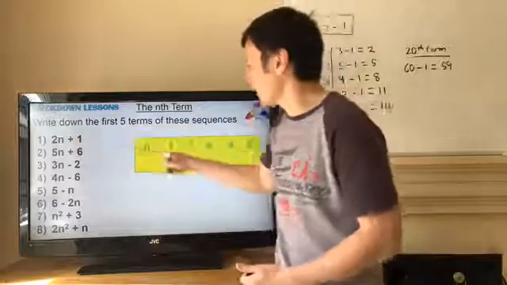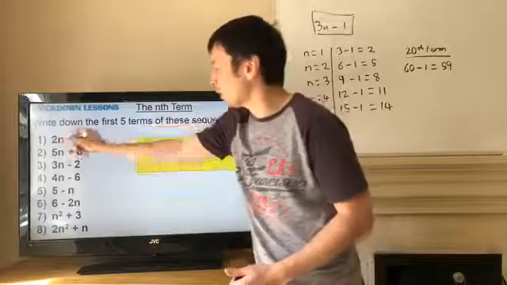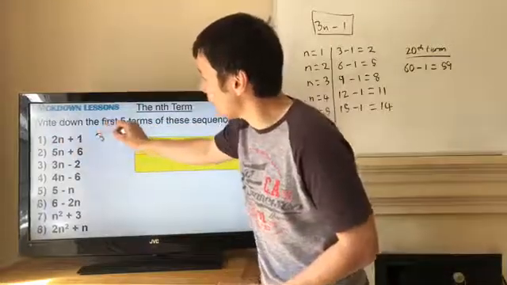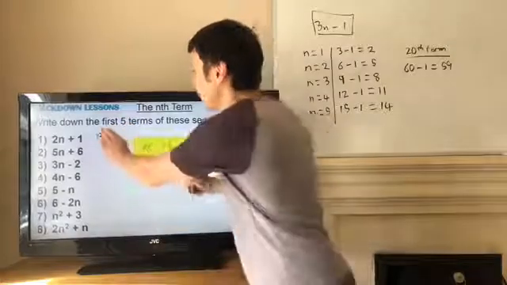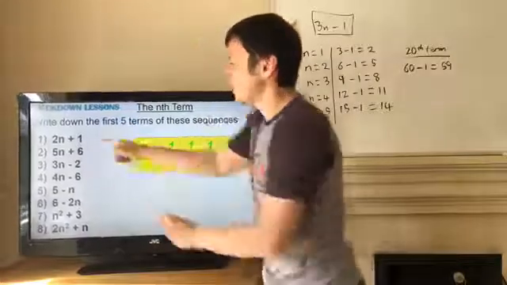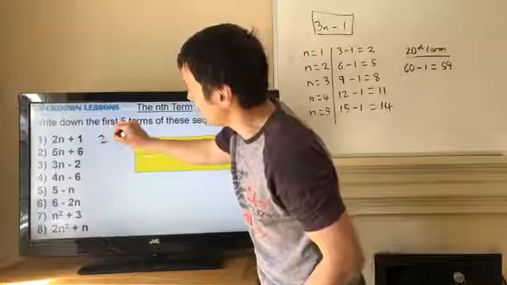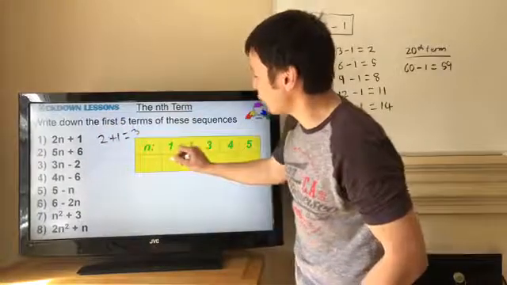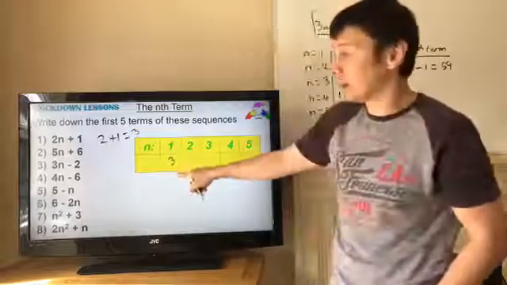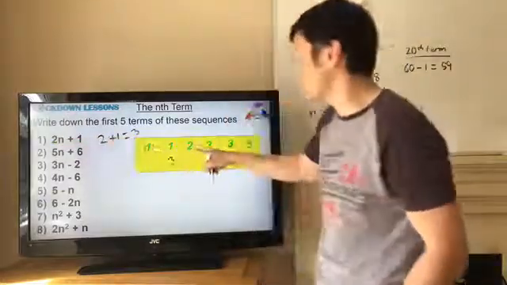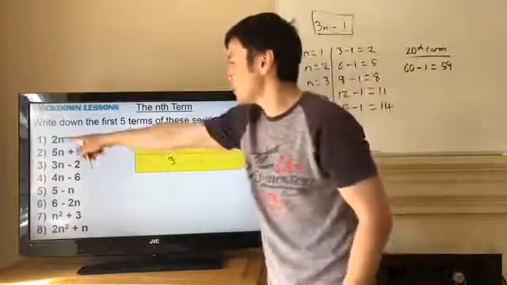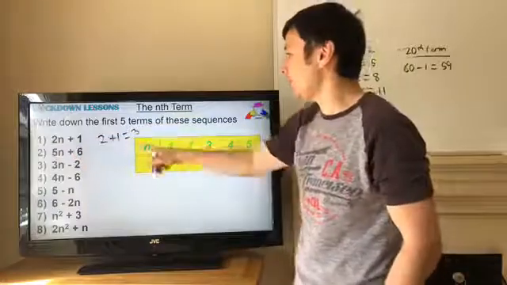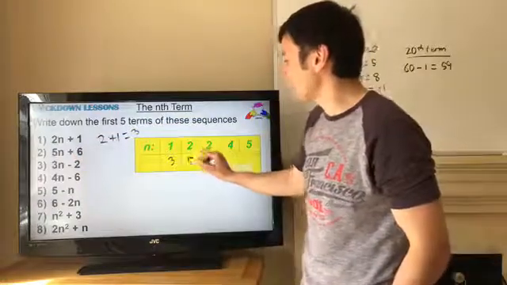So 2 times 1 for this one is 3. So the first one will be 3. What am I talking about? 2 times 1 is certainly not 3. 2 times 1 is 2, plus 1 gives me 3. So the first one will be 3 in there. Okay, you could then do 2 times 2 plus 1. So 2 times 2 is 4, plus 1 is 5.